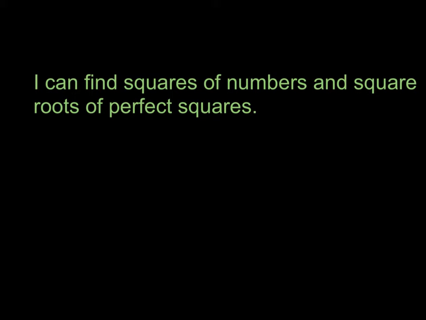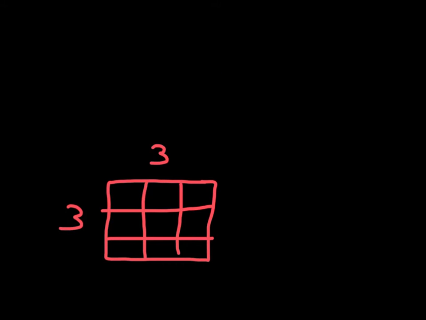Today's learning target is I can find squares of numbers and square roots of perfect squares. Yesterday we learned that if you have an exponent like this, that's called squared. 3 to the second power is 3 squared. And the reason it's called 3 squared, I've tried to show you right here.